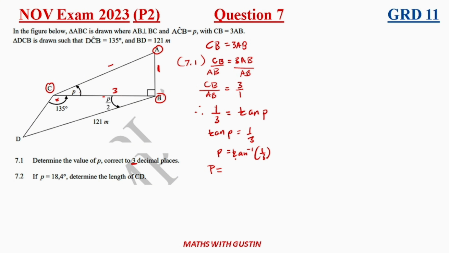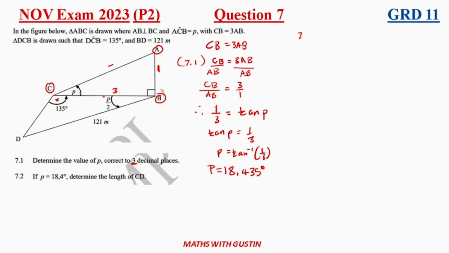Let's go to our calculators, and then I'm getting 18.4535 degrees. So guys, if you're getting a different answer, please let me know. But that's what I'm getting. They said to 3 decimal places, and that's exactly what we did. If you got a different answer, let me know in the comment section below.